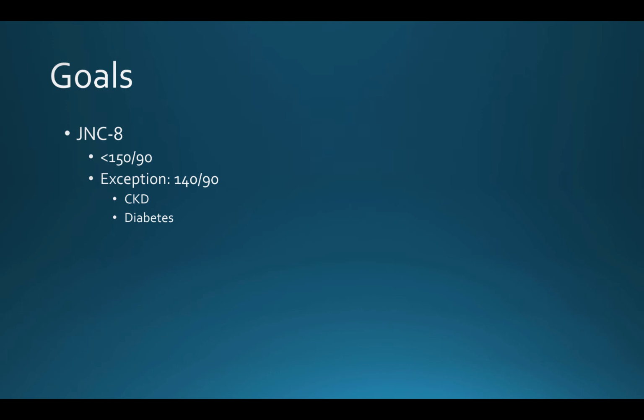Now goals, as far as JNC goes, the latest we've had is JNC 8, and less than 150 over 90. The exception is 140 over 90 in CKD or diabetes or patients younger than age 60 as well. We might have a little bit more aggressive goal if they've got other things going on. So again, for the overwhelming majority of patients, probably less than 150 over 90 for our elderly population for sure, and the exception being if they do have higher risk situations.